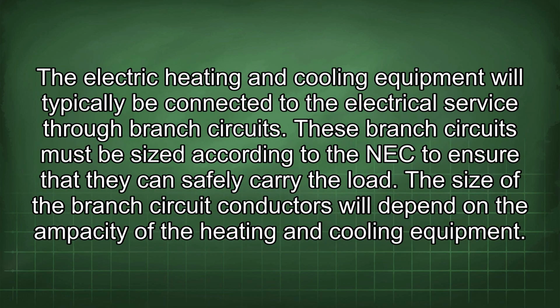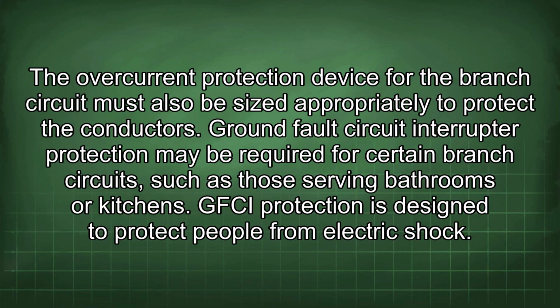The electric heating and cooling equipment will typically be connected to the electrical service through branch circuits. These branch circuits must be sized according to the NEC to ensure that they can safely carry the load. The size of the branch circuit conductors will depend on the ampacity of the heating and cooling equipment. The overcurrent protection device for the branch circuit must also be sized appropriately to protect the conductors. Ground fault circuit interrupter protection may be required for certain branch circuits, such as those serving bathrooms or kitchens. GFCI protection is designed to protect people from electric shock.